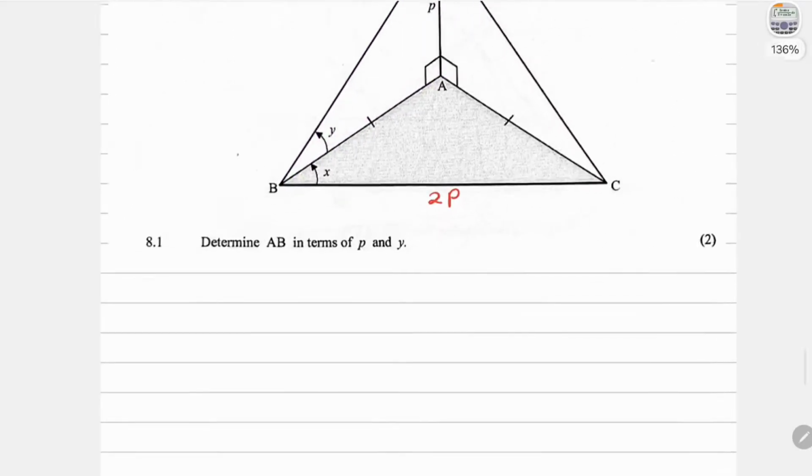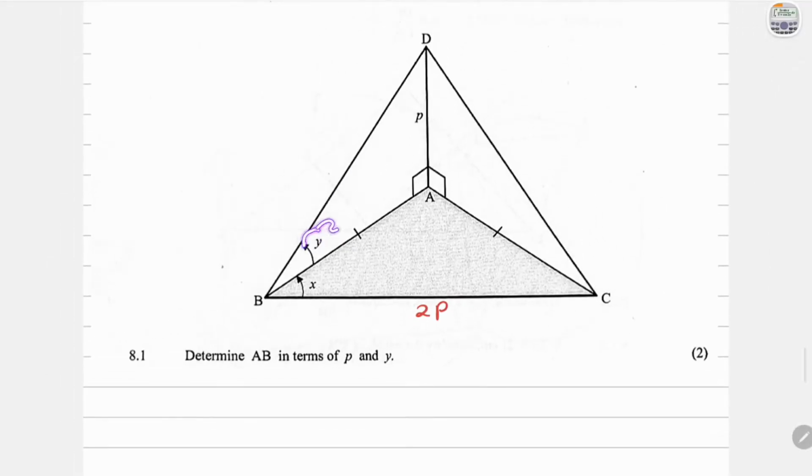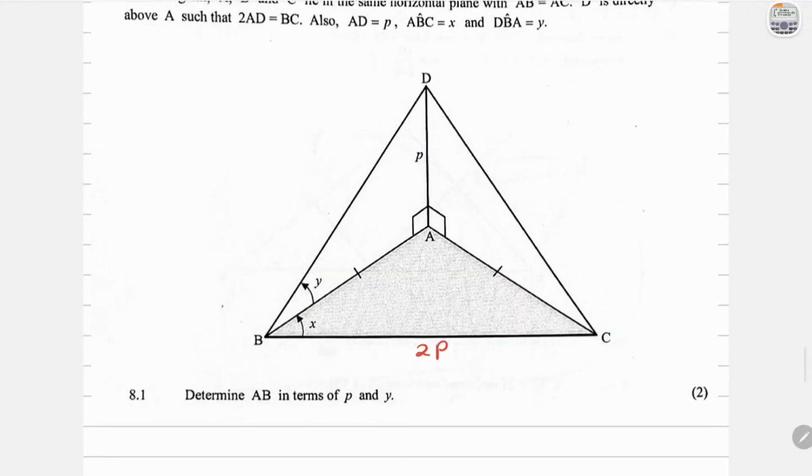Okay, the first question is to determine AB in terms of P and Y. There's Y, here's P. You can see that it's part of a right angle triangle, so they want us to use trig ratios here. P would be the opposite side, and they want you to determine AB. So the other side we need to include is AB, and in reference to that angle Y, that would be the adjacent side. So you're using an adjacent and an opposite side. Which trig function are you going to use? You're going to use tan, because opposite and adjacent.